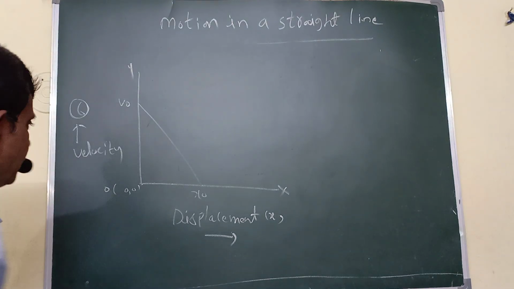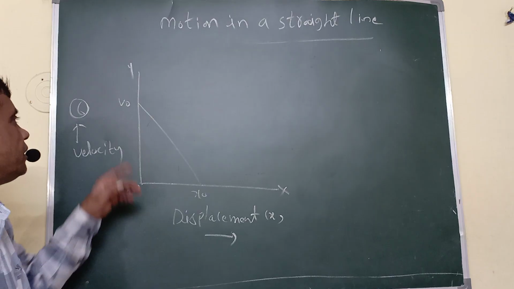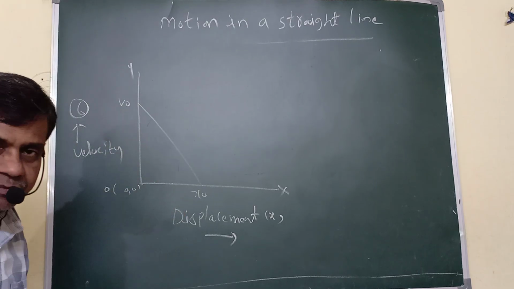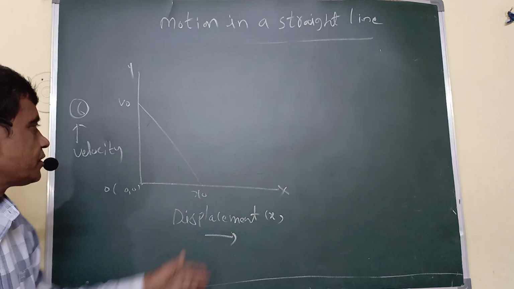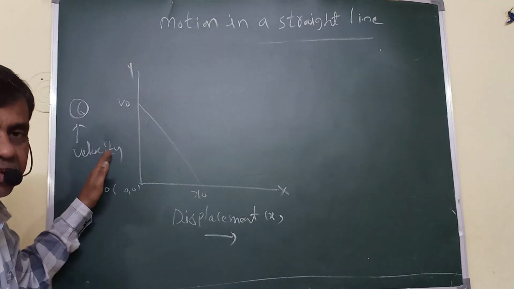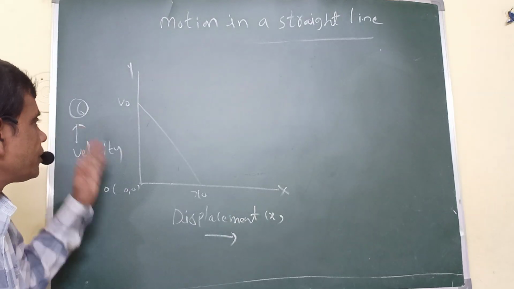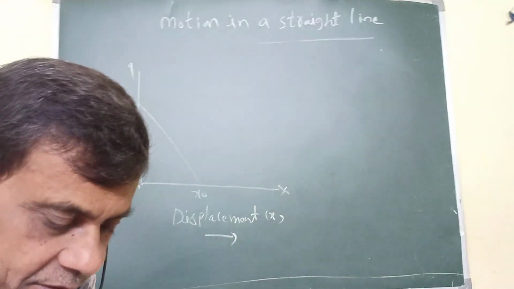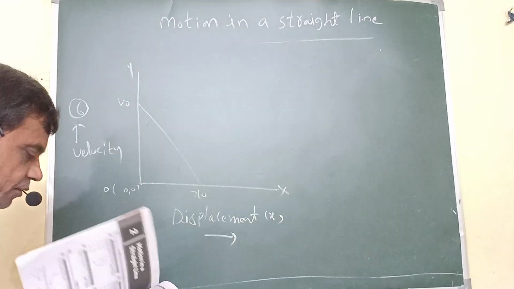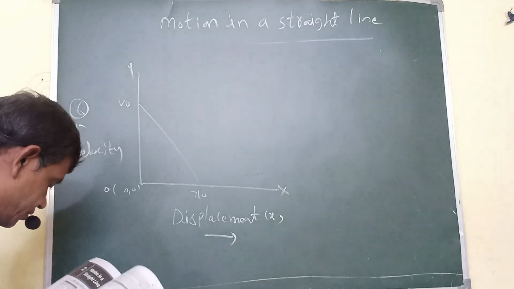The motion of a particle is explained by a velocity-displacement graph like this. Along the x-axis, along the y-axis, here displacement, here velocity we are taking. So, same question: what you are given is the same motion of the particle explained by an acceleration-displacement graph. Which is correct? That is the question.